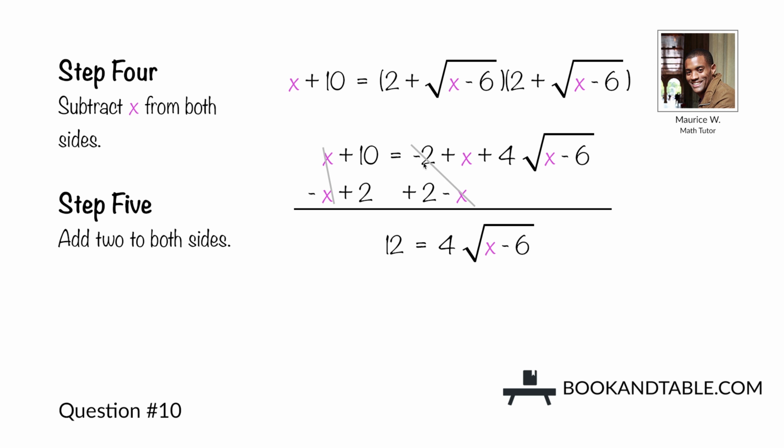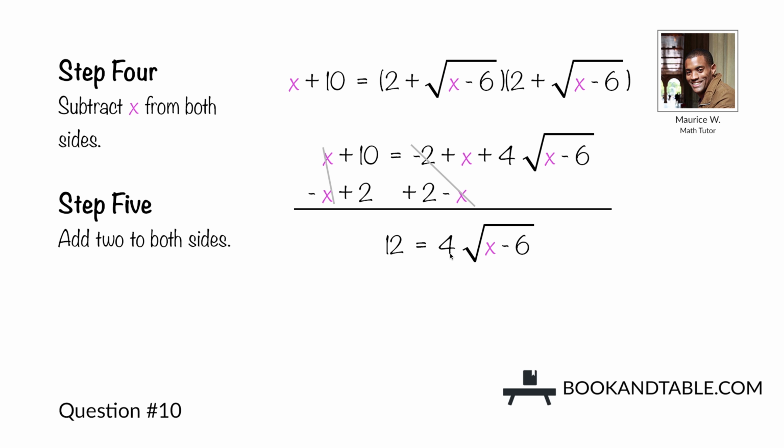So step 4, subtract x from both sides to move the x over. And step 5, add 2 to both sides to move the 2 over. That leaves just our radical term on the right side. And on the left side, x minus x is 0, and 10 plus 2 is equal to 12.